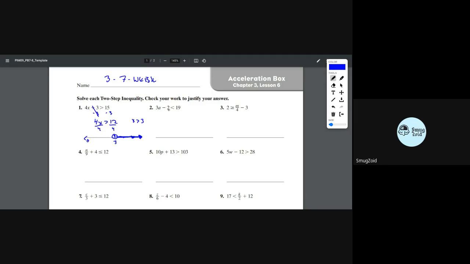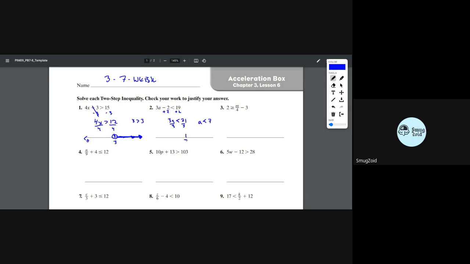Let's try this guy. 3a minus 2, right, is less than 19. So I'm going to add 2 to this side, add 2 to this side. We get 3a is less than 21. Divide by 3, divide by 3. You end up with a is less than 7.